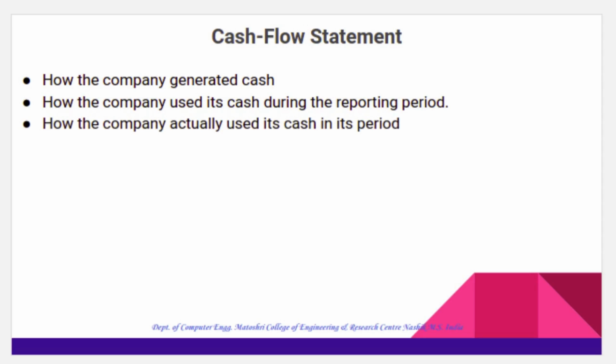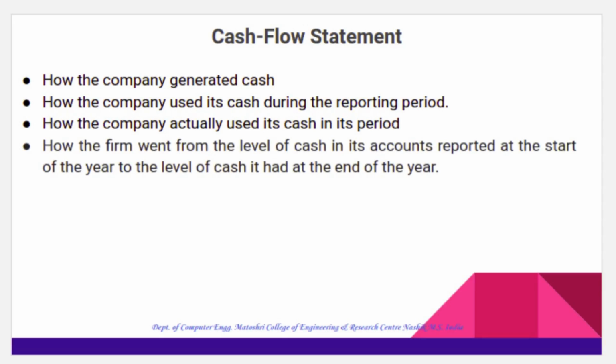This statement is concerned with how the company actually uses its cash in the period, thus explaining how the firm went from the level of cash in its account reported at the start of the year to the level of cash it had at the end of the year. In preparing a cash flow statement, we need to identify the sources and the uses of cash according to the type of business activity.